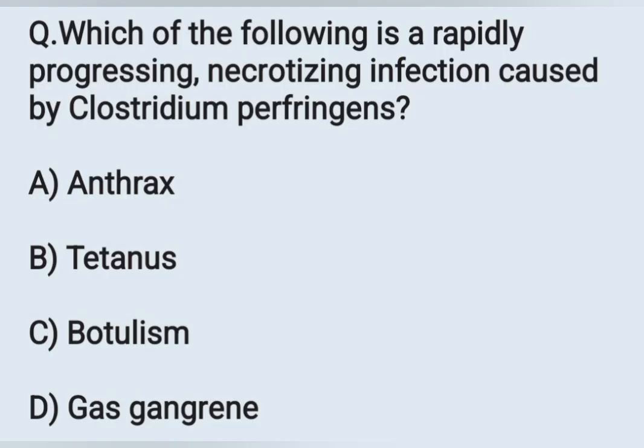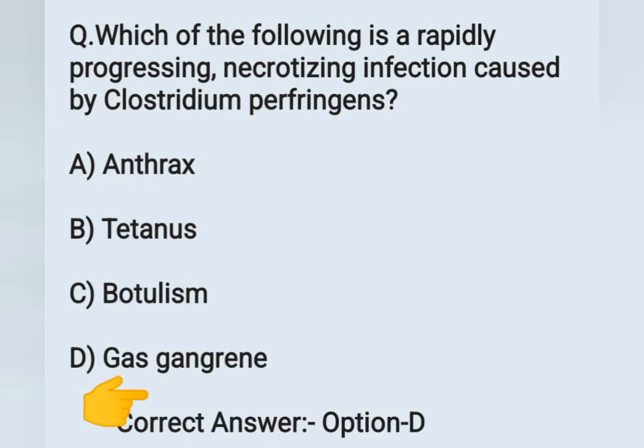And the next question is, which of the following is a rapidly progressing necrotizing infection caused by Clostridium perfringens? Options: Option A, anthrax. Option B, tetanus. Option C, botulism. Option D, gas gangrene. The infection which is caused by Clostridium perfringens is gas gangrene. Option D is the correct answer.